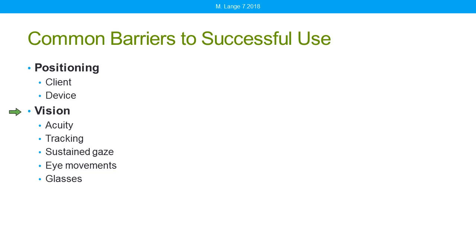Then we need to look at vision, because vision obviously is a huge part of using eye gaze. Specifically under vision, we have to make sure the client has sufficient acuity to discriminate between all of their vocabulary selections, that they can track between the selections, that they can sustain gaze to make a selection, that they have the required eye movements, and if there's extraneous movement of the eye, such as nystagmus, this can be very challenging, and glasses can sometimes be a barrier as well.